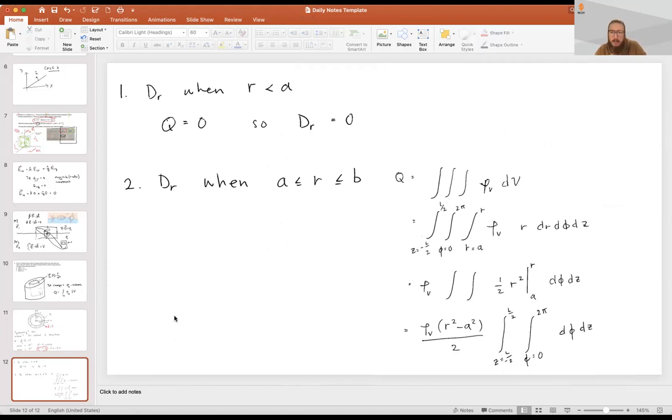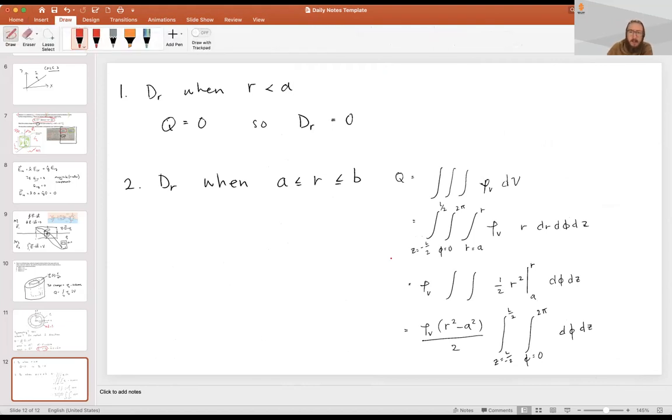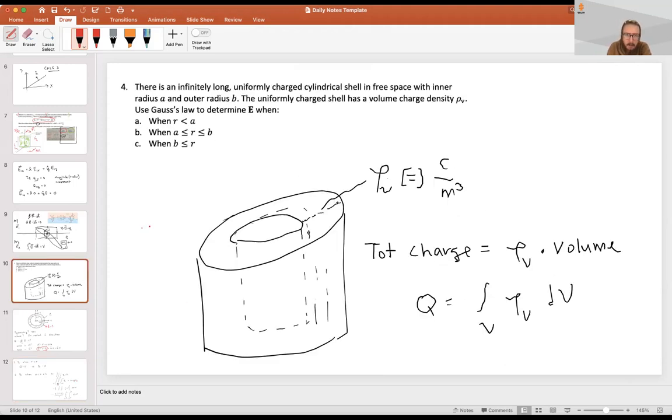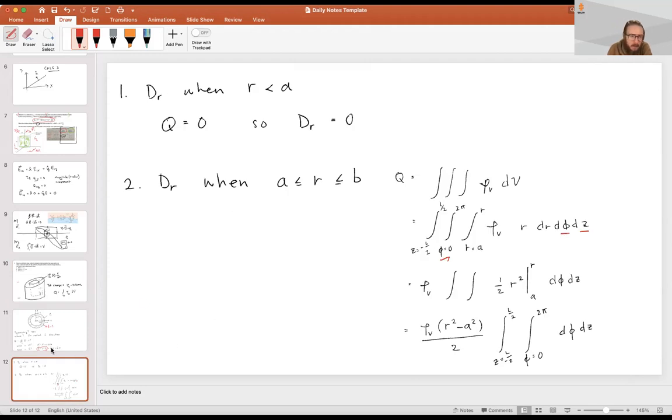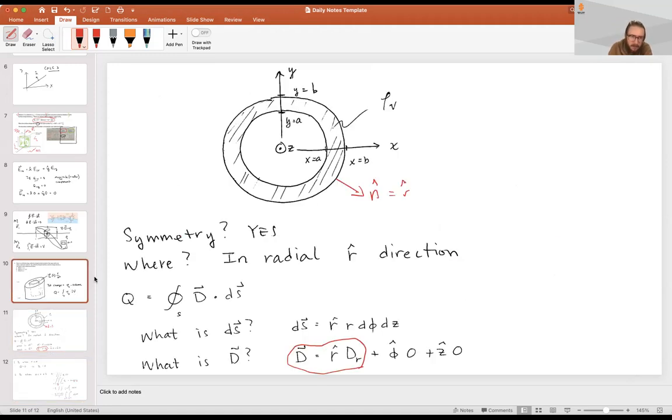When we're between a and b, there is a little trick. On the phi limits and the z limits, we know for sure that we want to go all the way around, so this is a complete full circle. And on the z limits, we know that we want to contain the top and the bottom, which we'll just call minus L half to L half, which is basically taking a slice of this.